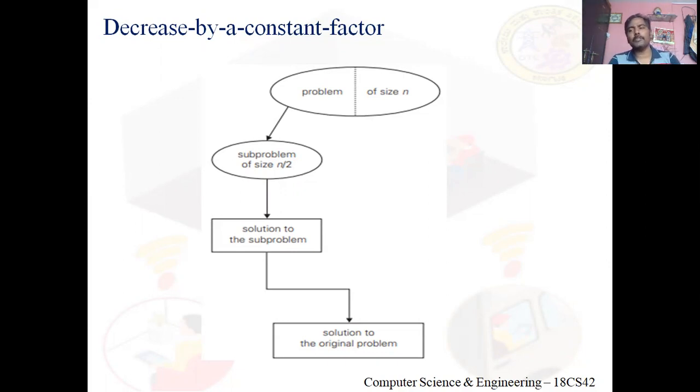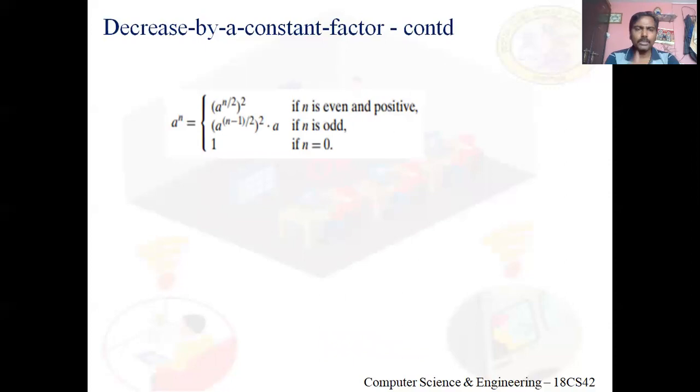Decrease by constant factor means in each and every stage, the size gets reduced by a factor. So the factor may be a half, like binary search. So here is one example I've given. This is just a simple example. Again, I need to compute a power n. To compute a power n, let me assume there are 2 cases.